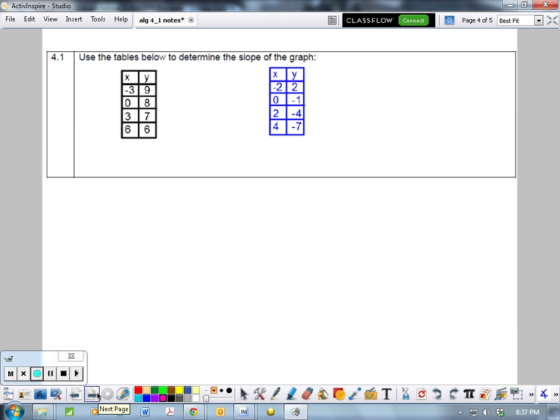Okay, going back to chapter 3, how do we use our tables to calculate our slope? So let's look at how my y's change. Each time I'm going down 1. Then we look at how my x's change: every time I'm going up 3. And then it's how my y's change over how my x's change. So it's negative 1 over 3.